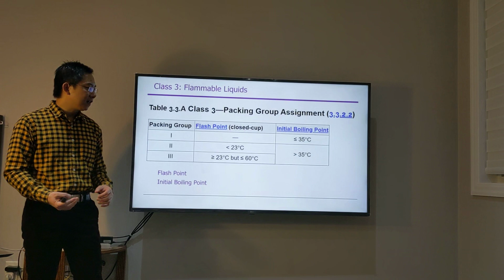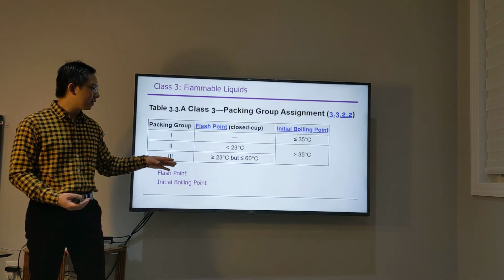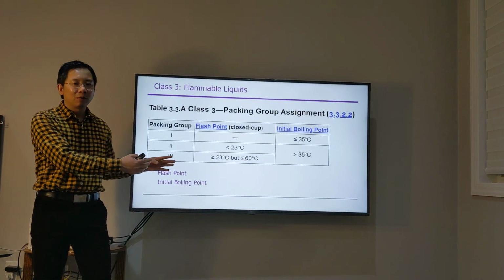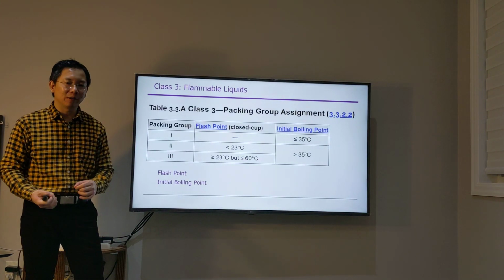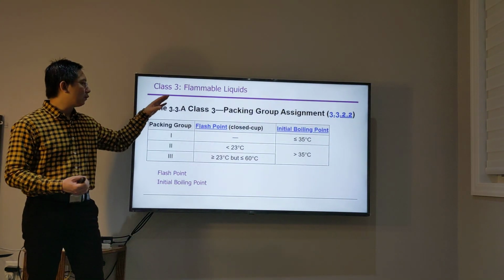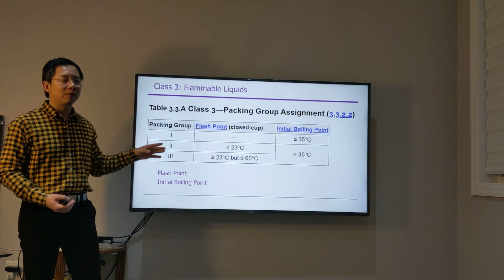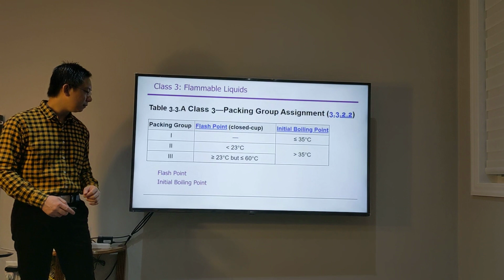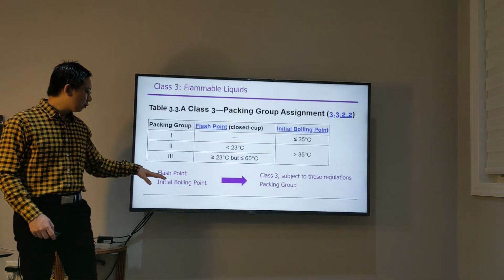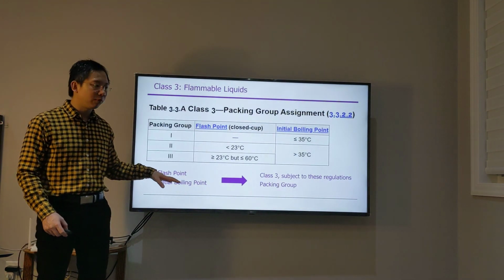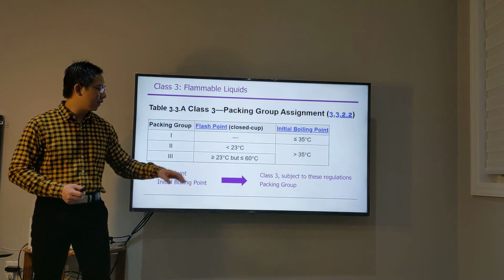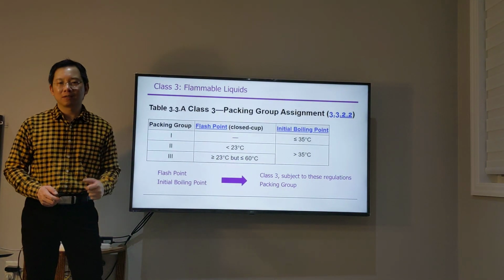So if we have these two numbers and we match the chart, we will know if this shipment is a Class 3 flammable liquid or not, and if it is, what packing group we should apply. With the flash point and the initial boiling point, we can know if it's Class 3 and the packing group. Now let's see an example.